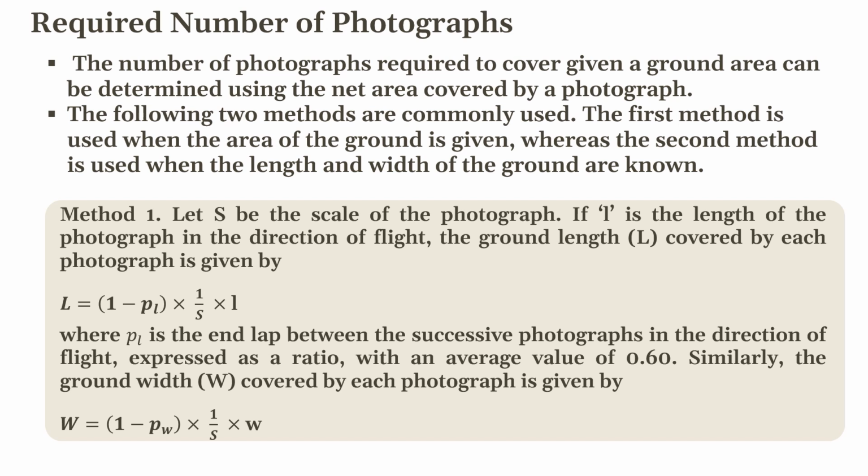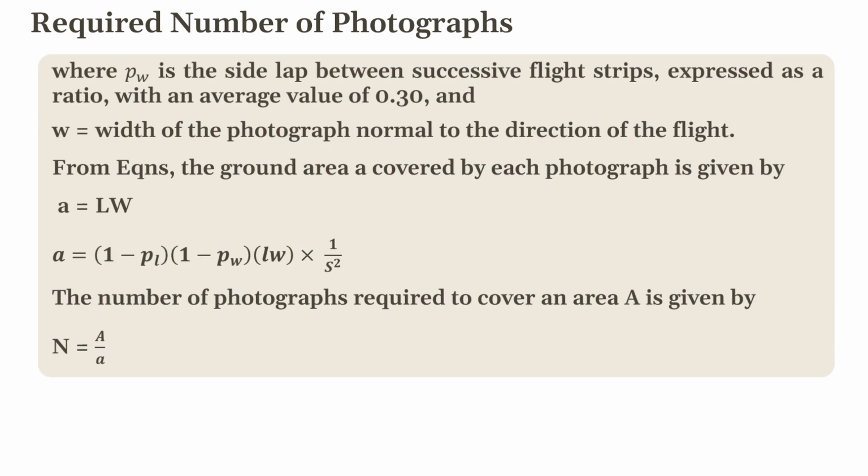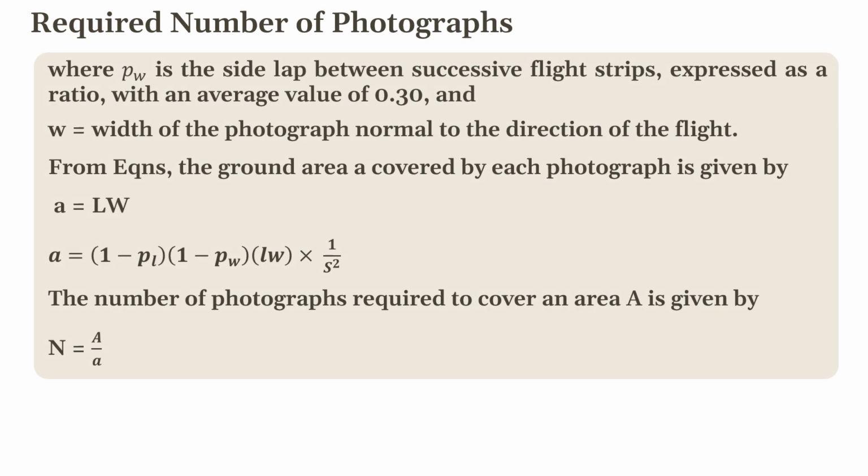Next, the ground width covered by each photograph is given by W = (1 - PW) × (1/S) × w, where PW is the side lap between successive flight strips expressed as a ratio with an average value of 0.30, and small w is the width of the photograph normal to the direction of the flight. Step 4.